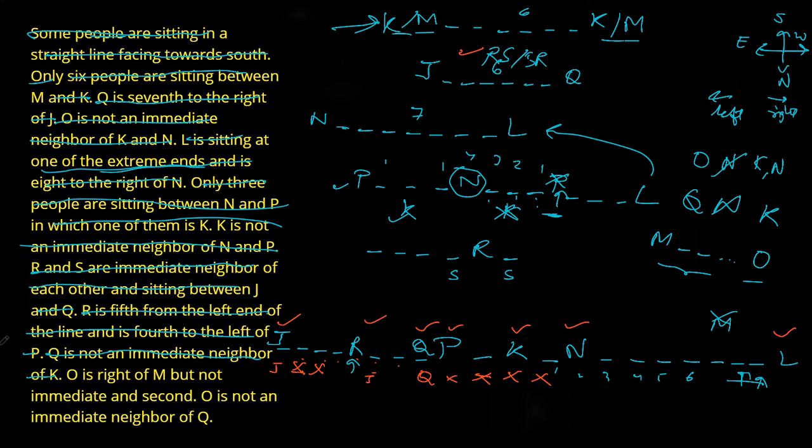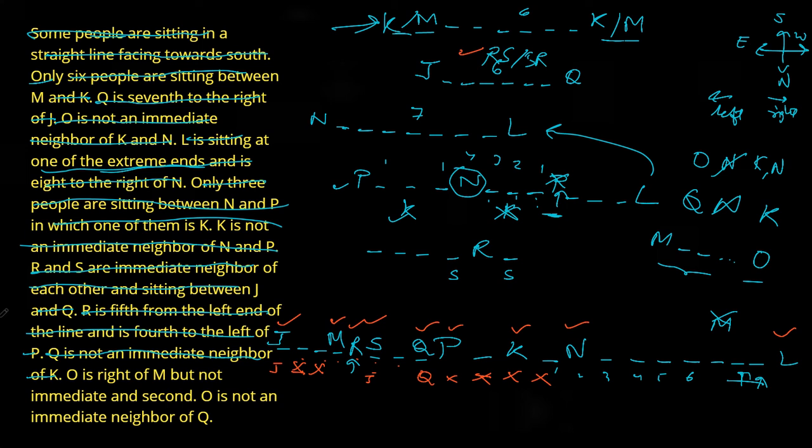M should be on the left of K. So 1, 2, 3, 4, 5, 6. M will be here. Now we know R and S are together. So S has to be here. So the position of M is fixed, R and S are fixed, right?